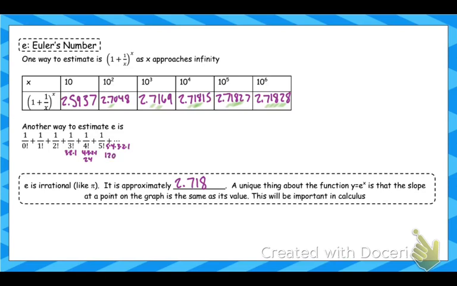5 factorial would be 5 times 4 times 3 times 2 times 1, which would be 20 times 6, which is 120. So as those values keep getting larger and you keep adding them together, you're going to get closer and closer to that 2.718 value. And again, the 2.718 keeps on going and going forever.